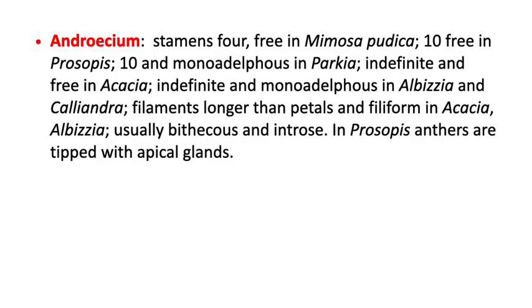Androecium is made up of four stamens which are free in Mimosa pudica, 10 stamens free in Prosopis, 10 and monoadelphous in Parkia, indefinite and free in Acacia. Indefinite and monoadelphous in Albizzia and Calliandra, filaments longer than the petals and filiform in Acacia, Albizzia. Usually anthers are bithecous and show introrse dehiscence. In Prosopis, anthers are tipped with apical glands.